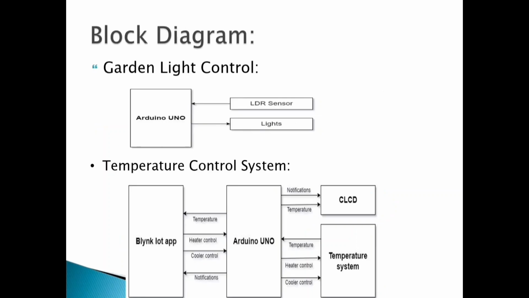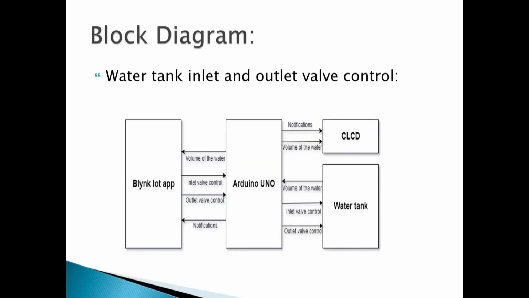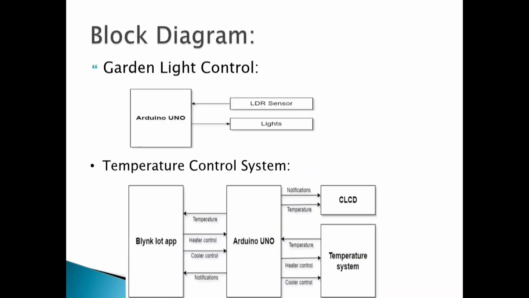Block diagram. These are the block diagrams of the project. There are three main things in our project. They are garden light control, temperature control system, water tank inlet and outlet valve control. In the garden light control, we use Arduino Uno, LDR sensor and lights. LDR sensor senses the intensity of light and it sends the signals to Arduino and it controls the garden lights according to the inputs given by LDR sensor.